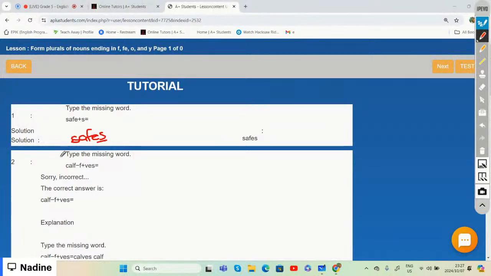Then, for example, look at the word calf. But now, if we want to show that there's more than one calf, it's going to say calves. Remember, we said that if the sound is the V sound, then we need to drop the F and add VES, and then our word is calves. That is our word.